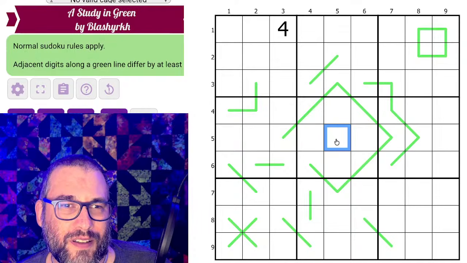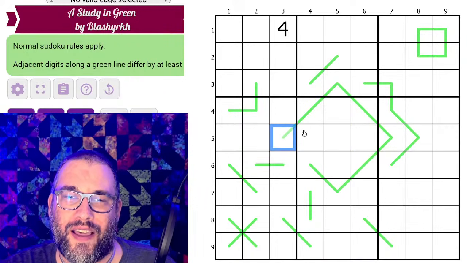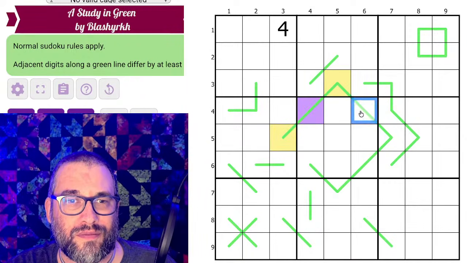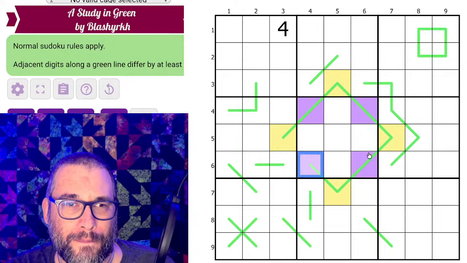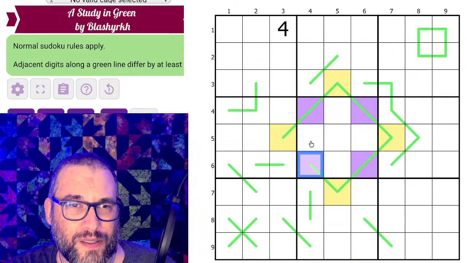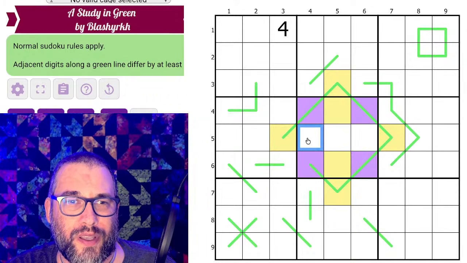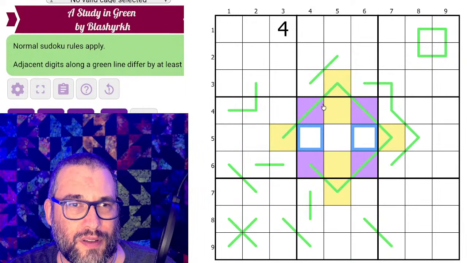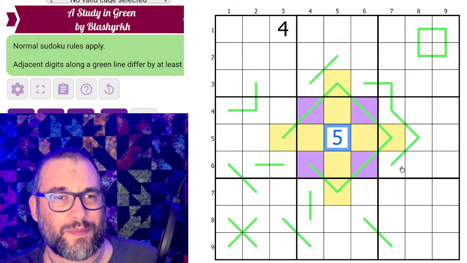So if this is not a 5, okay, let's high-low color. Ah, there we go. That'll do it. Because these two yellows have to go here, and these two yellows have to go here. So that's a 5.